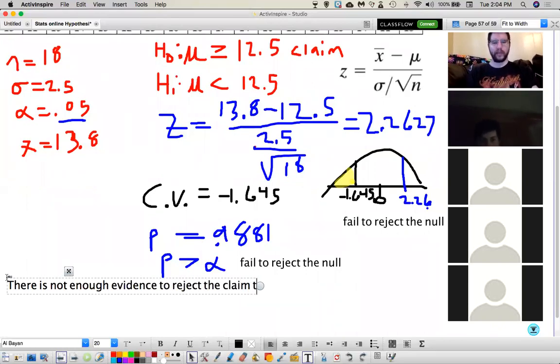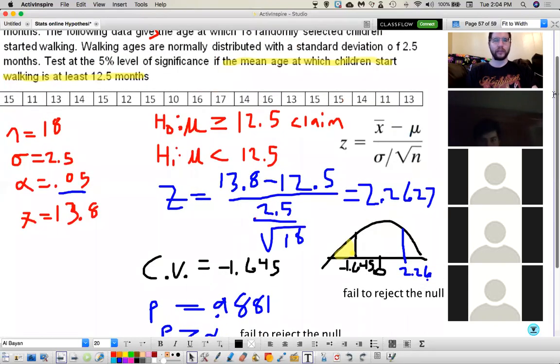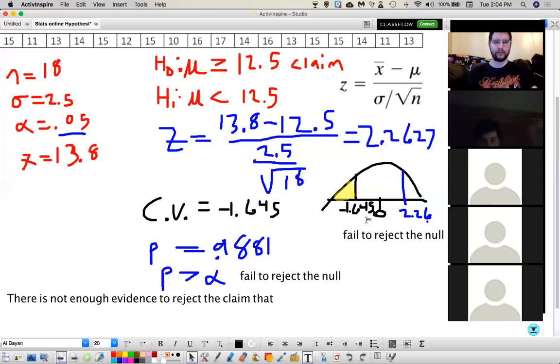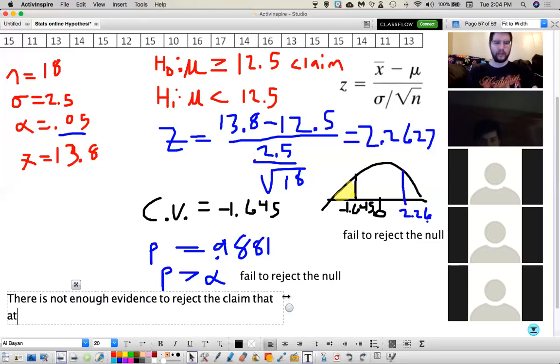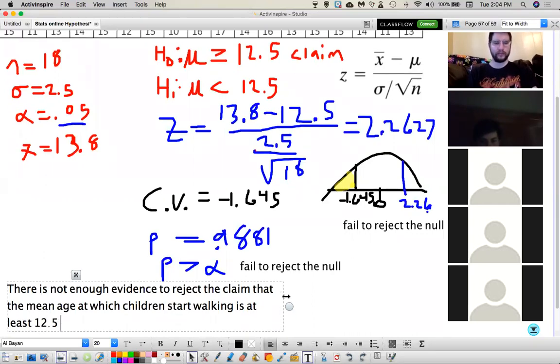So claim that. And what do they claim? That the mean age at which children start walking is at least 12.5 months. So this would be our final conclusion. That's it. That's the answer.